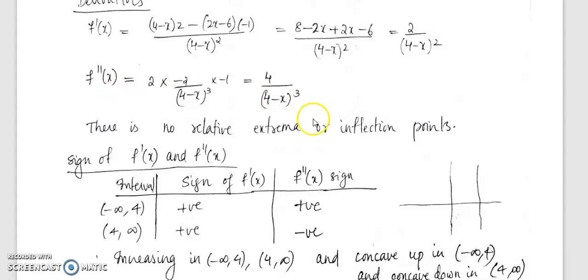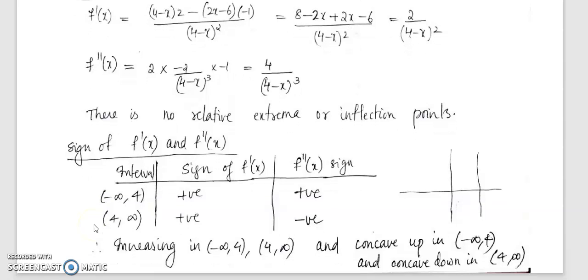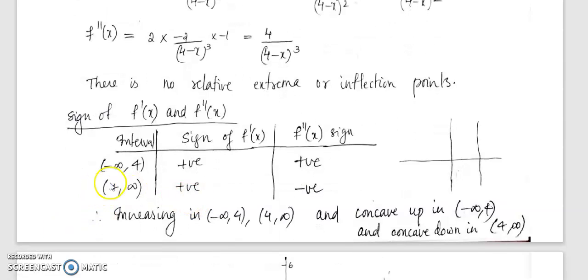Now f double dash of x, so 4 minus x whole cube will be positive when x is less than 4 and negative when x is greater than 4. So the sign of f double dash will be positive and negative respectively in these intervals. So this is the conclusion we are getting. So the function will be increasing in minus infinity to 4 and 4 to infinity, and when you look at the sign of f double dash, we get concavity. So minus infinity to 4 it is concave up, 4 to infinity it will be concave down.